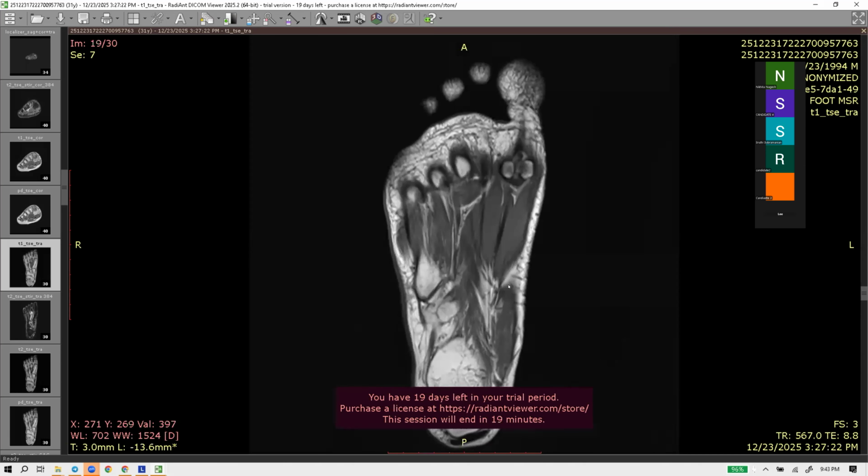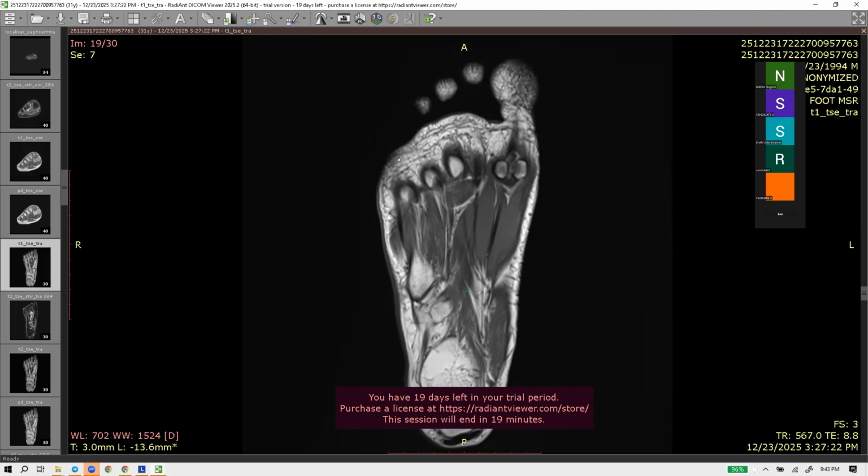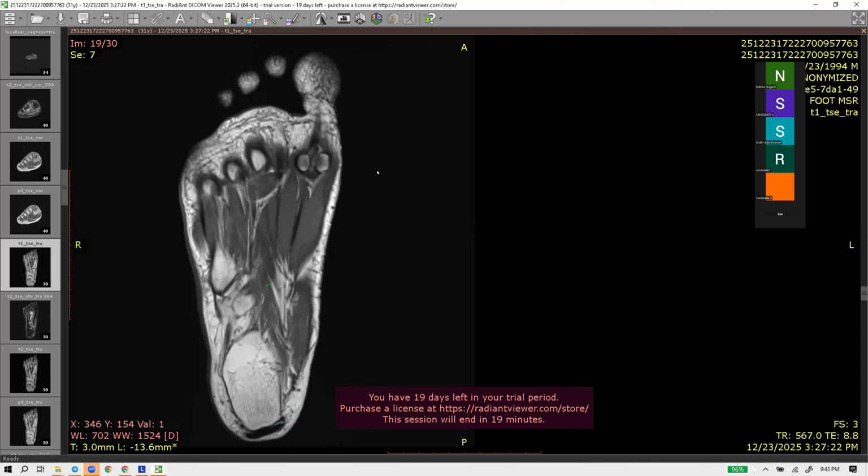Can we pan up the image a little bit, as there is a message on the screen which is obscuring my view? I'll just move it. Just give me a second. Okay, thank you.